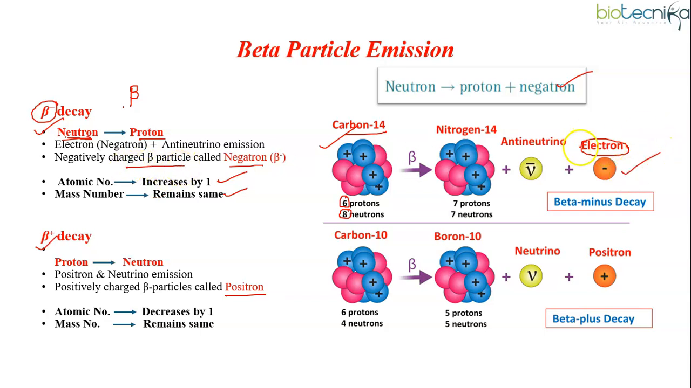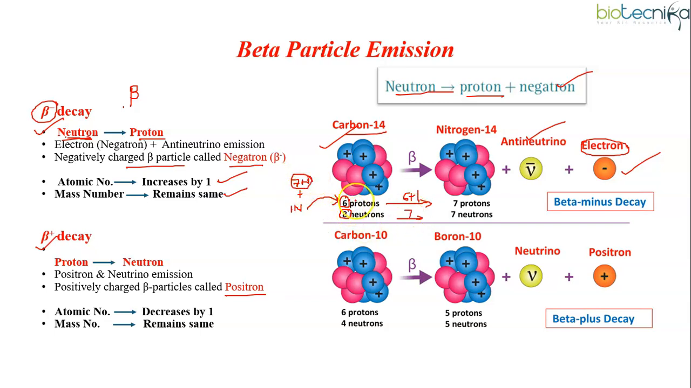As I told you, to all intents and purposes, a negatron is an electron only, but because it has a nuclear origin, the term negatron is preferred, and along with it some particles like the antineutrino are also released. Carbon 14 initially had 8 neutrons; now 7 neutrons remain as they are, and one of the neutrons is converted into a proton. So the final number of protons becomes 7 and neutrons 7.